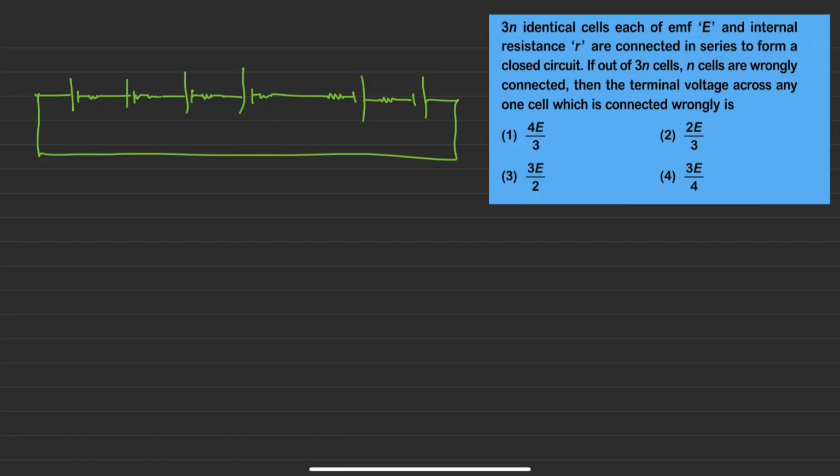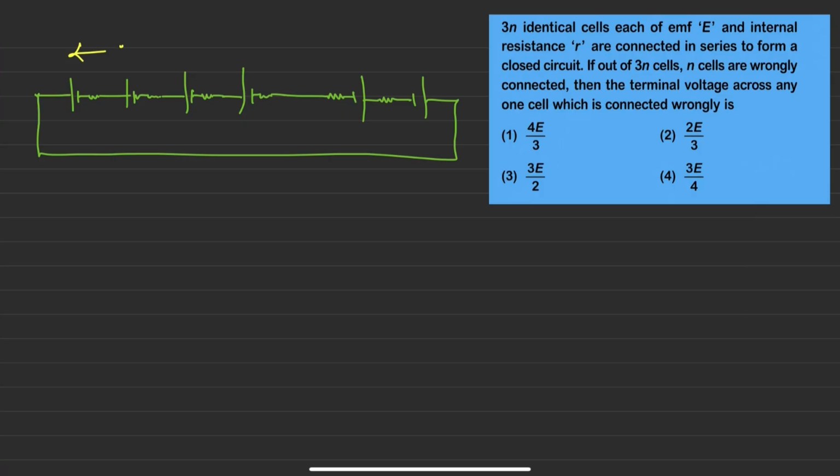Let's go with this question. In this question, they are saying three n identical cells, each of EMF E and internal resistance value R, are connected in series to form a closed circuit. If out of three n cells, n cells are wrongly connected, then the terminal voltage across any one cell which is connected wrongly is. So, what is the meaning of saying wrongly here?